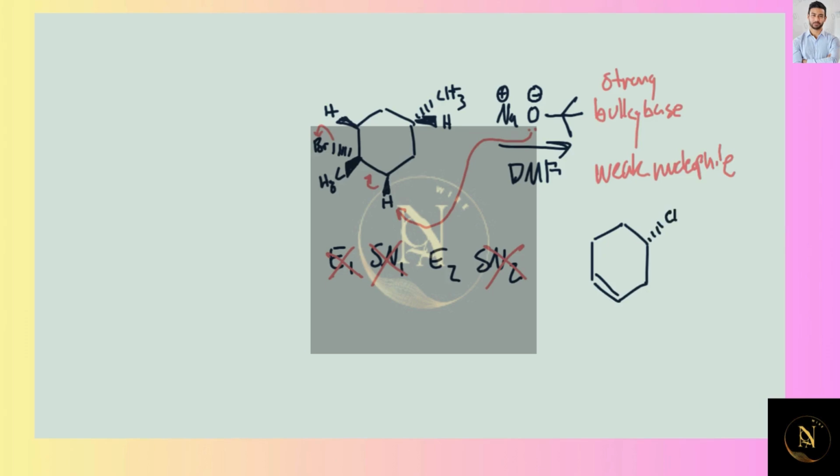Everything over here will remain the same, but we will now have a planar carbon. Therefore, this methyl group will no longer be on a wedge, and this will be our product.